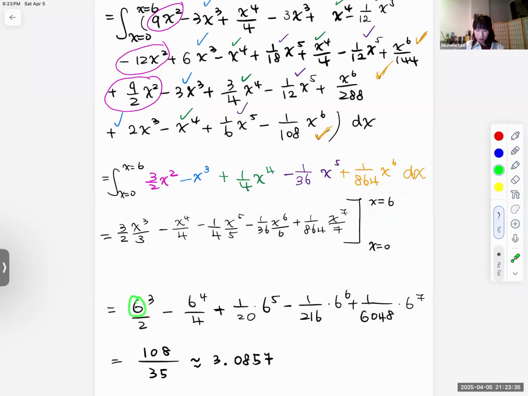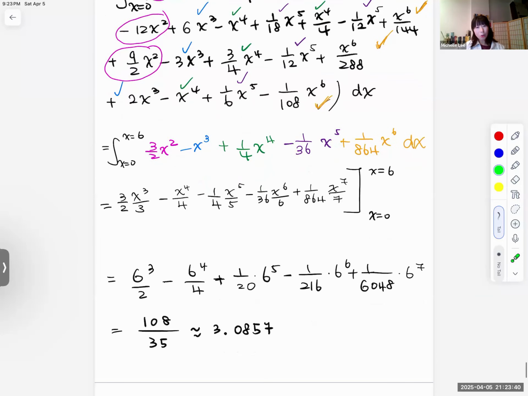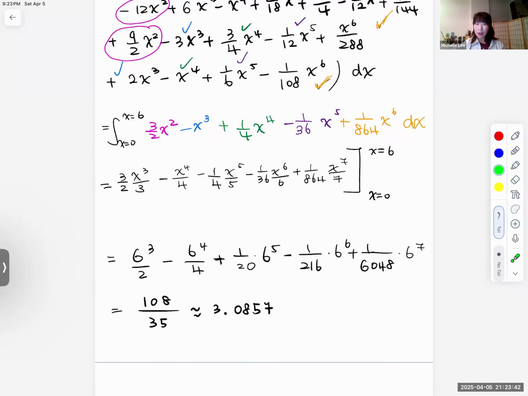So insert 6, calculate. I have 108 over 35, which is the same answer as the textbook.